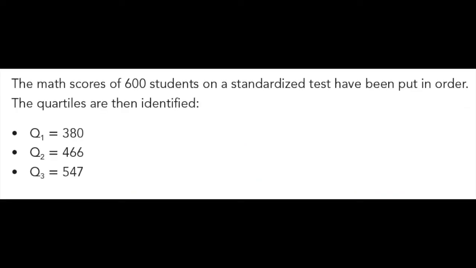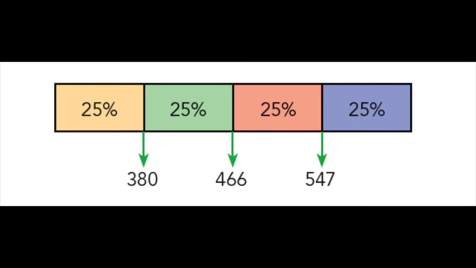Looking at this example, we're going to try and get a better idea of what the quartiles actually represent. We're given the math scores of 600 students on a standardized test that have been put in order. The quartiles are given for us. Quartile 1, or the first quartile, is 380. The second quartile, or your median, is 466, and the third quartile is 547. I'm going to represent these quartiles with a visual here that shows each 25% piece. Using this visualization, we're going to make some generalizations about our data set. And again, our data set represented the scores of 600 students on a standardized test.